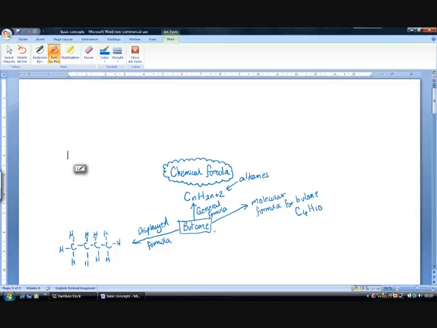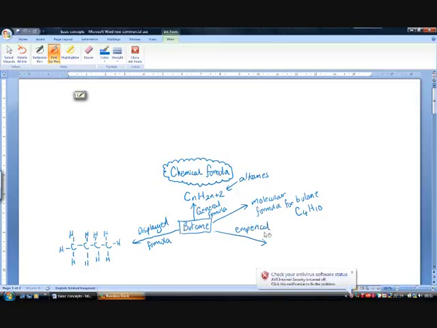There's also the empirical formula, which is the simple ratio of each element, the number of atoms of each element, the simplest ratio. So for C4H10, that would simplify to C2H5.